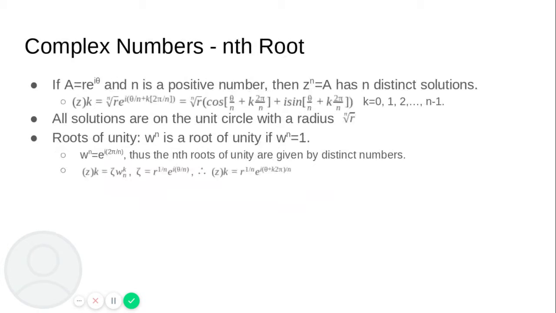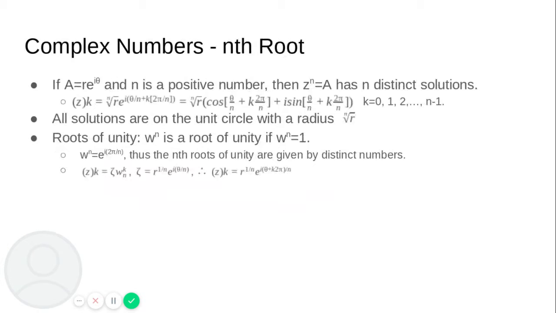We can find the nth root of complex numbers. So if there's a complex number a and it equals in exponential form r e to the i theta, and n is a positive number, then z to the n equals a has n distinct solutions. And you can see that there. So essentially it's taking that 2 pi concept where the argument will be the same if you go a multiple of 2 pi times around.